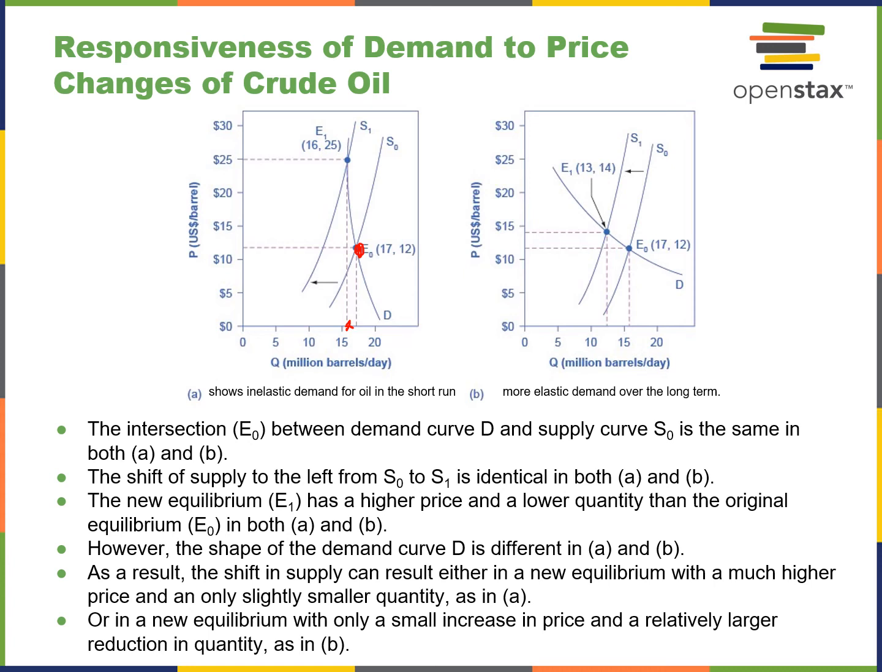Responsiveness of demand to the price of crude oil. A shows inelastic demand for oil in the short run. So in the short run, the quantity doesn't move a whole lot with respect to price. Pricing moves quite a bit, where the demand hasn't really budged. On the other side of the picture, over the long run, the pricing doesn't change so much. However, there is a greater change in demand.